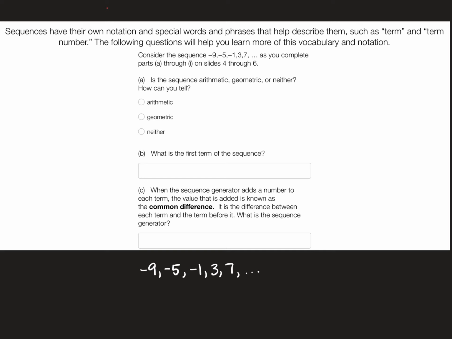Well, in order for it to be arithmetic, it would have to be a sequence where the generator is being added or subtracted. In order to be geometric, it would have to have a generator that's either being multiplied or divided, and then neither one of those things is happening.